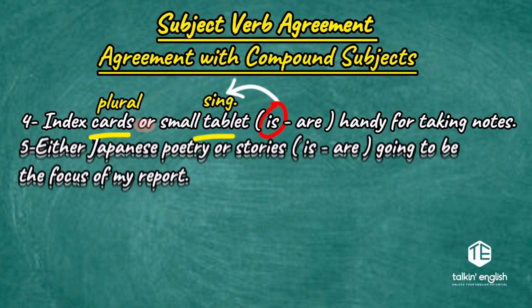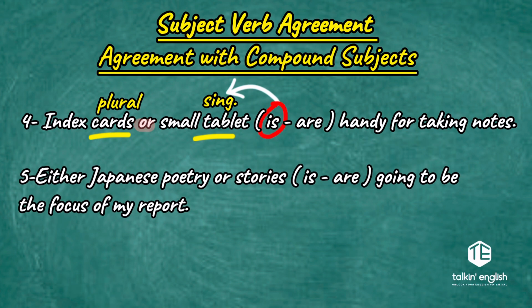Number five. Either Japanese poetry or stories is or are going to be the focus of my report. As you can see here, the subject here is the word poetry and the word stories. Poetry is singular, stories is plural, and the conjunction is the word or. That's why here I need to choose a plural verb. If the number of the subjects is different and the conjunction is or nor, you have to choose the verb that agrees with the subject nearer it. The subject here, which is nearer to the verb, is the word stories. Stories is plural. That's why a plural verb is needed here. The plural verb that is needed is the word are.